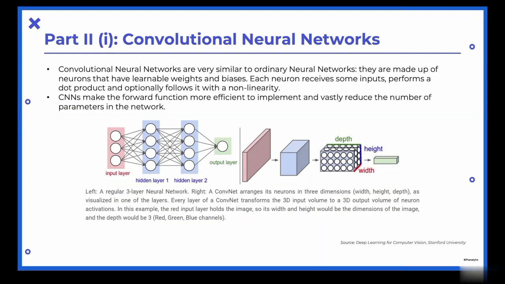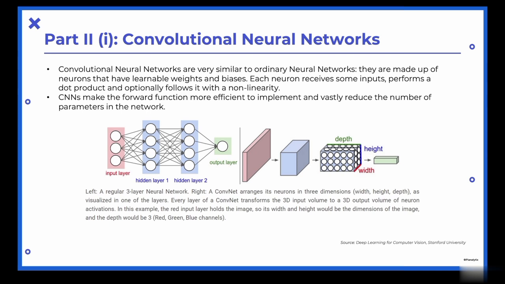So what are convolutional neural networks? Convolutional neural networks are very similar to ordinary neural networks. They are also made up of neurons. They have learnable weights and biases. Each neuron receives some input, performs a dot product, and has an activation function. The CNNs make the forward function more efficient to implement and vastly reduce the number of parameters in the network. Thus, it is a great model for dealing with images.